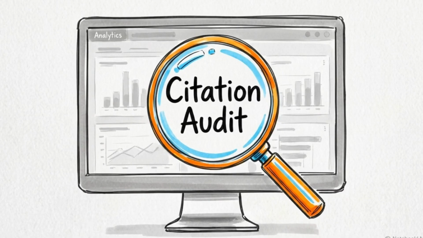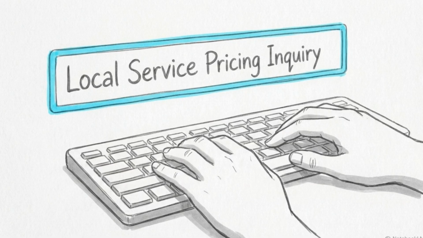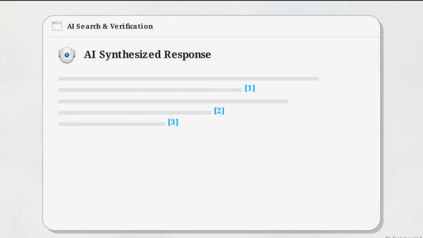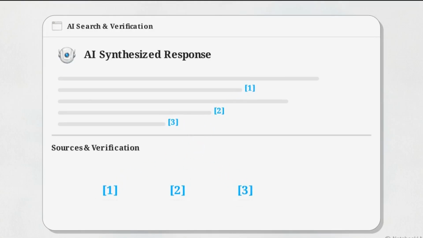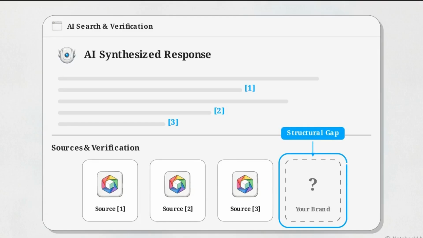You cannot optimize signals you cannot see. That makes an initial citation audit your mandatory first step. Open Google AI Overviews, ChatGPT, and Perplexity. Type in your highest intent commercial questions. Things like, what does HVAC repair cost in Dallas? When the AI generates its response, look closely at the footnotes. If your competitors are cited in those little superscript numbers and your brand is absent, you have a structural gap.